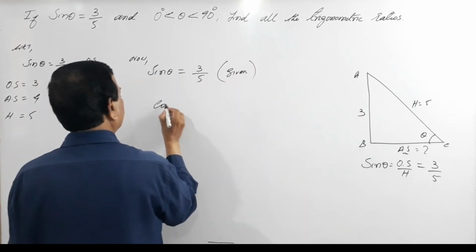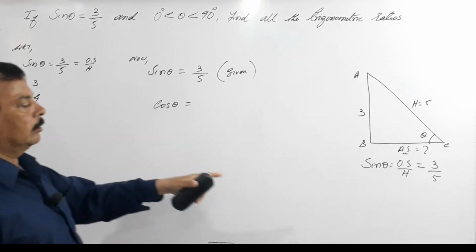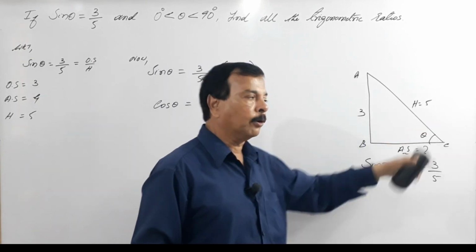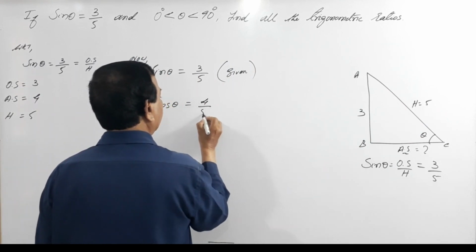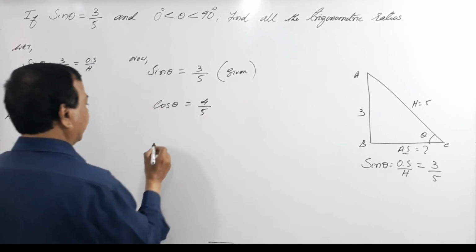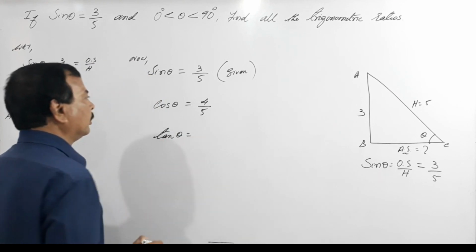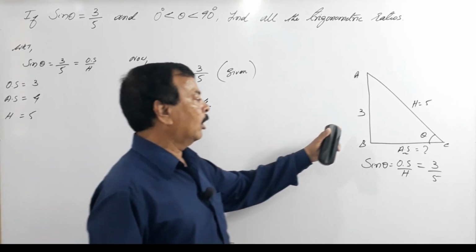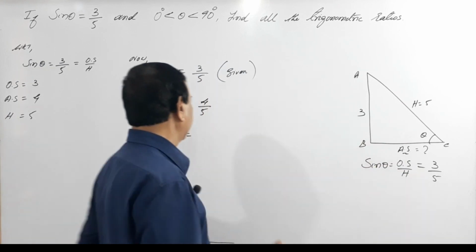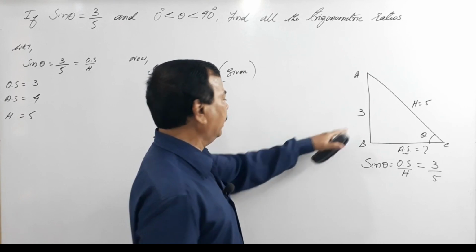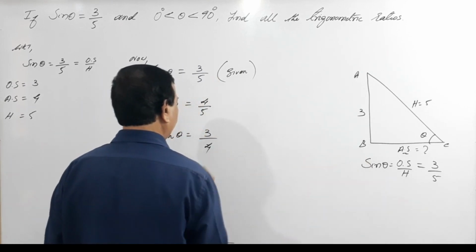Okay. Next, cos theta is adjacent side by hypotenuse. What is the adjacent side? We have just found it is 4, so 4 by 5. Now next, tan theta. Tan theta you can do two ways: opposite side by adjacent side, that is, opposite side is 3 by adjacent side 4.